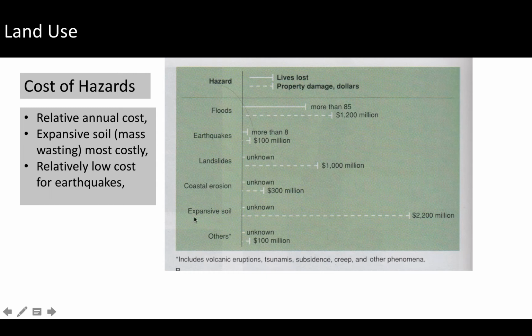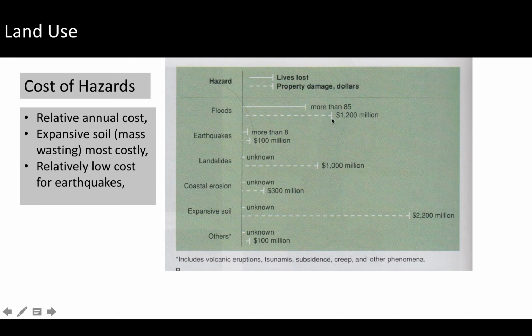One of the things to note here is that soil expansion, right? This is essentially the process of creep, that process of mass wasting, is the most expensive on an annual basis. We don't know if anyone was killed. That's what these unknowns here are for. If any lives were lost because of this, maybe your building fell down, some indirect mechanism, but it's certainly on an annual relative value here much higher than anything else that's out there.